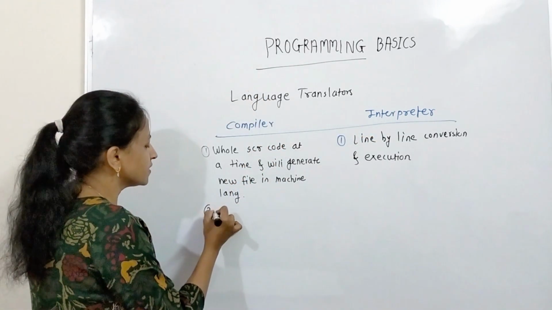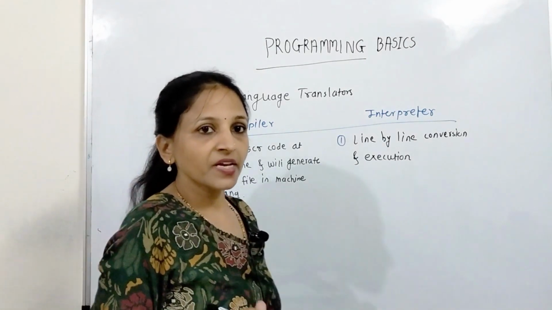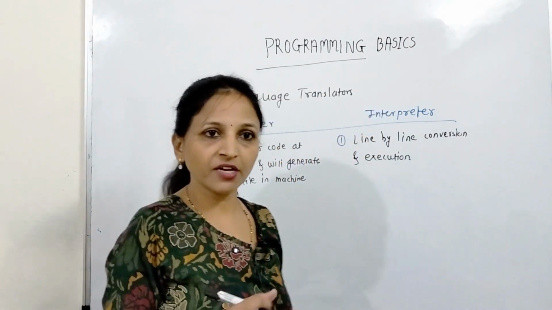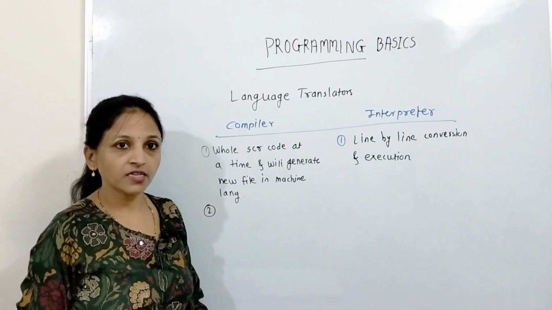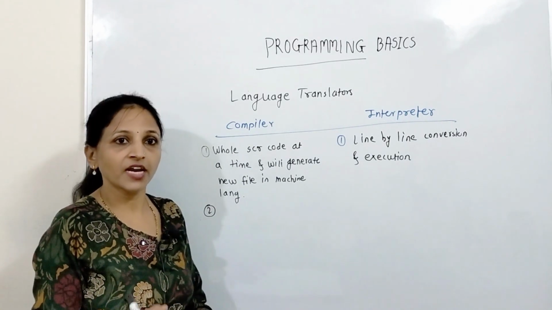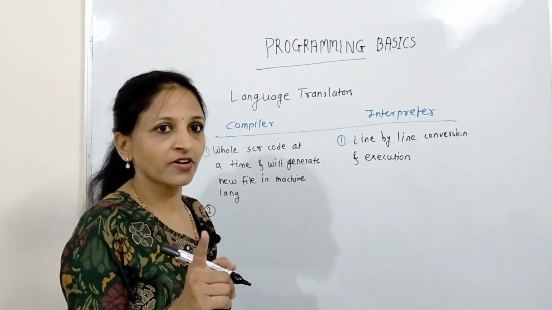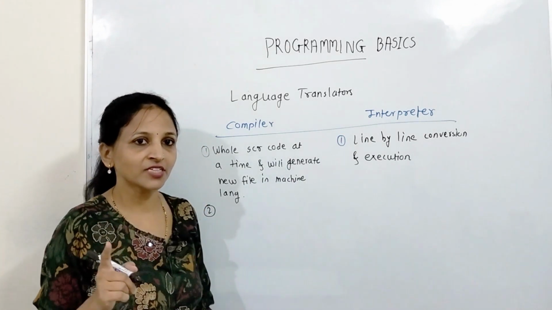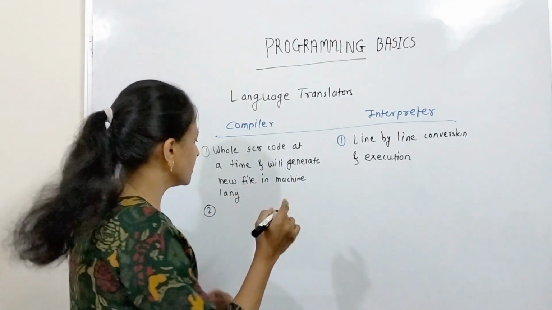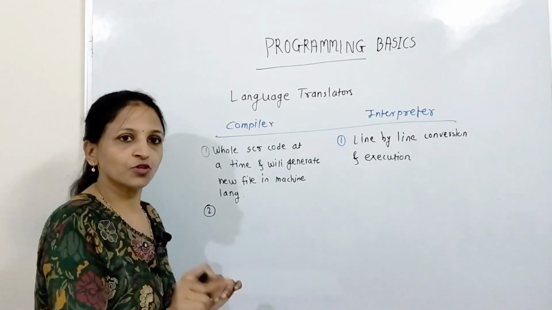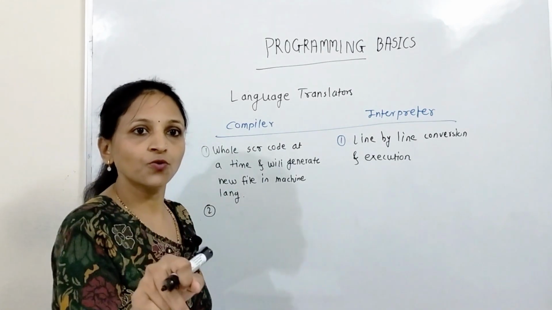Now the second thing: in case of a compiler we have seen that the whole code will be converted. Then it will generate one more extra file, and for that more storage is required to store that machine language code file. Here more storage is required to store that converted code.